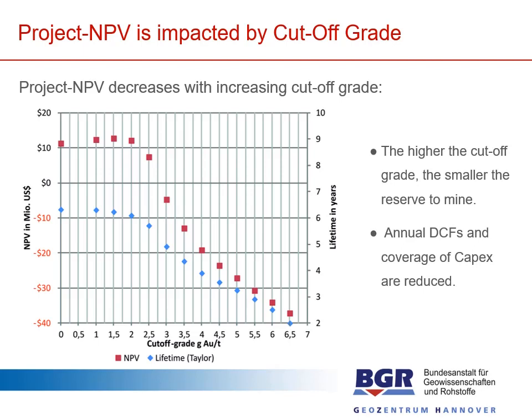So by increasing the cutoff grade over the first very small tonnages or small about the low grades, you slightly increase the net present value. But then when you really cut down a lot of tonnage, the economics for your mine is reduced as the tonnage of the mining project is also highly reduced.